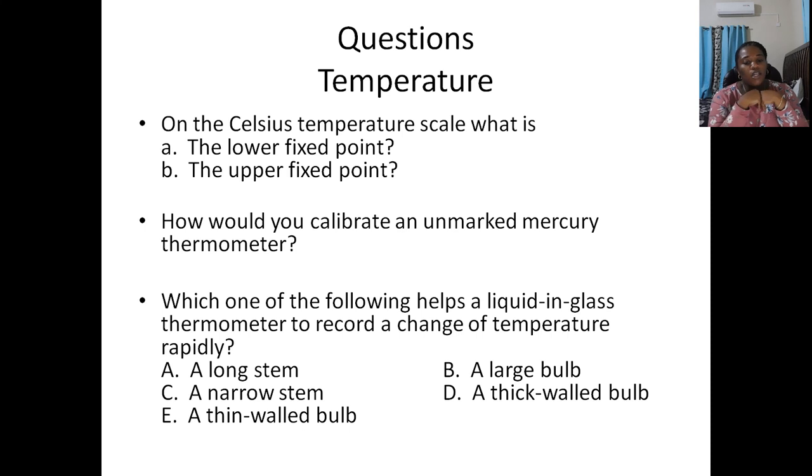Which one of the following helps a liquid in glass thermometer to record a change of temperature rapidly? Is it a long stem, a large bulb, a narrow stem, a thick walled bulb, or a thin walled bulb? Right, when you're dealing with sensitivity, they want it to be a thin walled bulb.